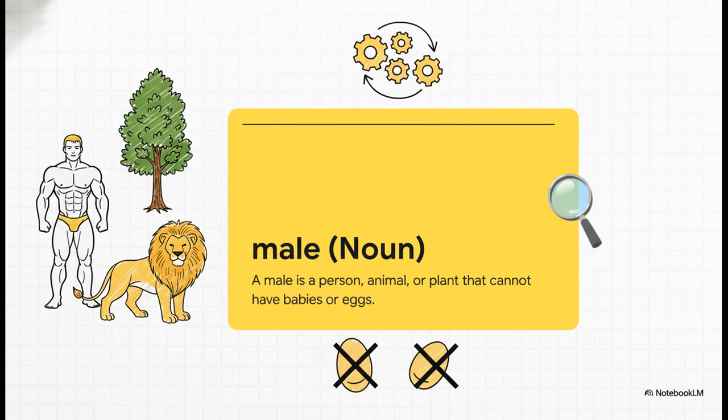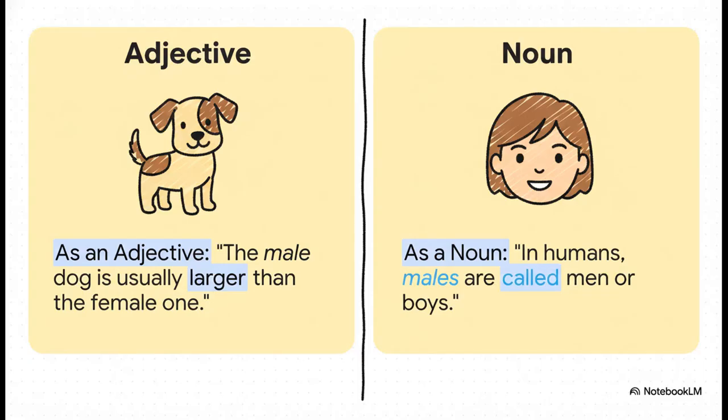But then, male can also be a noun, a word that names something directly. And here, the definition is kind of framed the other way around. A male is a person, animal, or plant that can't have babies or eggs. This is when we're talking about a male as its own thing. And check this out. These examples really show the difference.